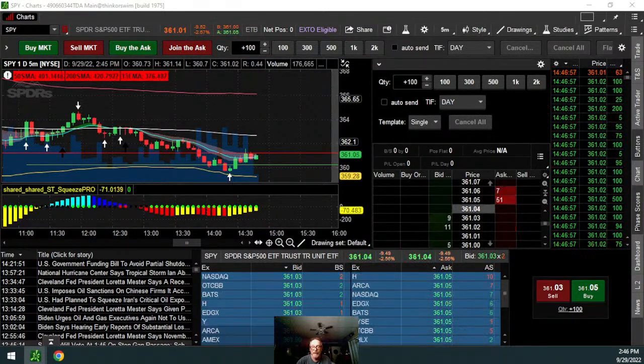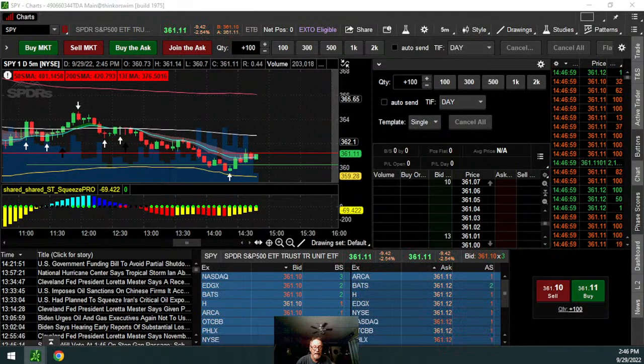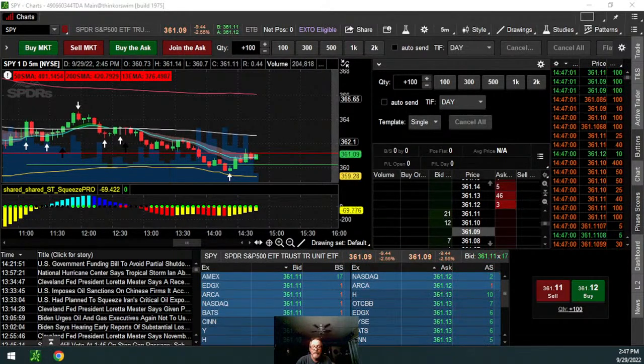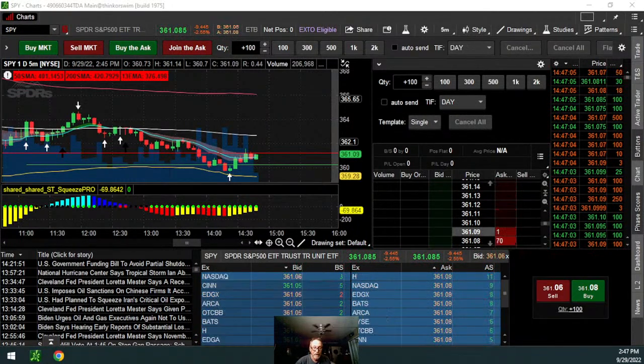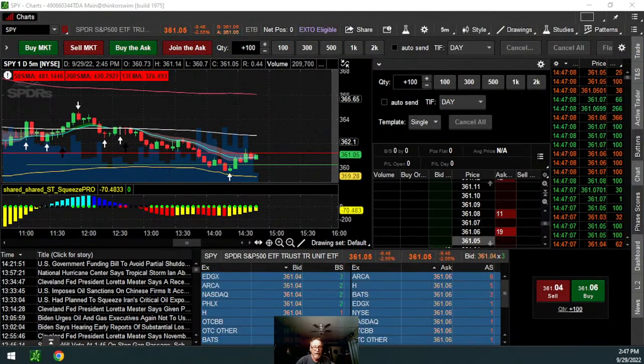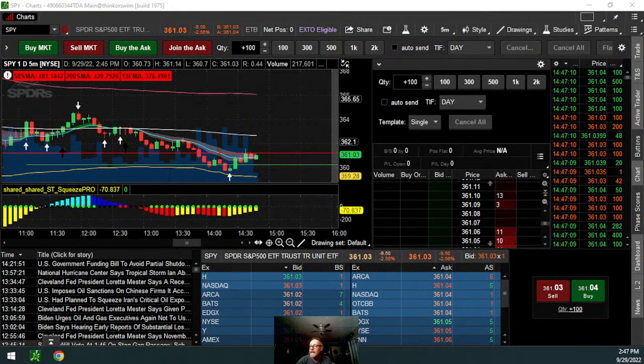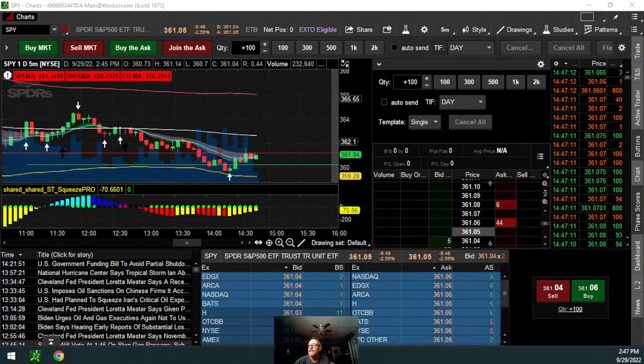Why isn't my picture on? Let me check OBS. It may be delayed. Yeah, OBS is showing me. I don't know why it's not showing here. That's weird. It's showing me here. This one's off. Okay.